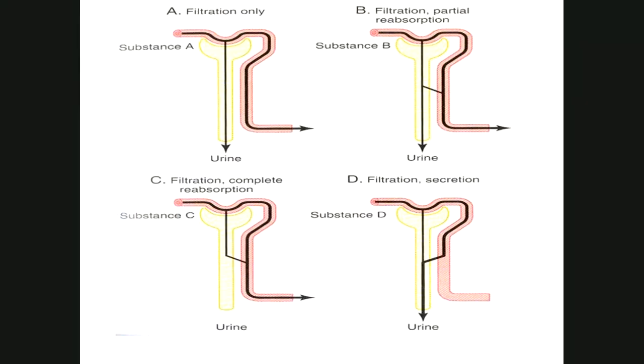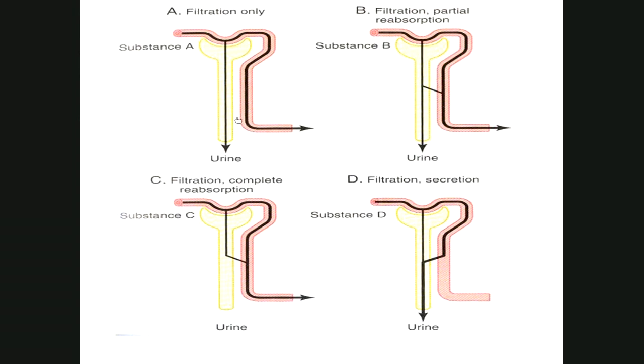In this slide, you can see the different destiny for one material. Sometimes we have substance A and we only have filtration for this substance. All the amount of this substance A which becomes filtered can be seen in the urine. We don't have any reabsorption or any secretion here. The other material is called substance B. For substance B, we have a filtration, but after filtration, partial reabsorption takes place. So the amount of substance B in the urine is less than this amount in the Bowman's capsule.